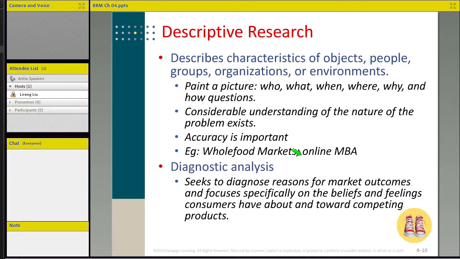Okay. So just within descriptive research, there's one thing called diagnostic analysis. This is related to something like, say for example, you want to find out the difference between you and the competitor to know why you are not doing so well, or you want to know how you can be the leader in the market. Then you would need diagnostic analysis.